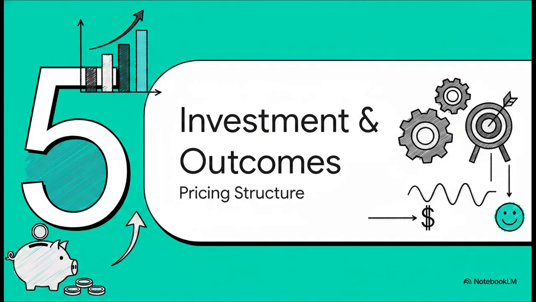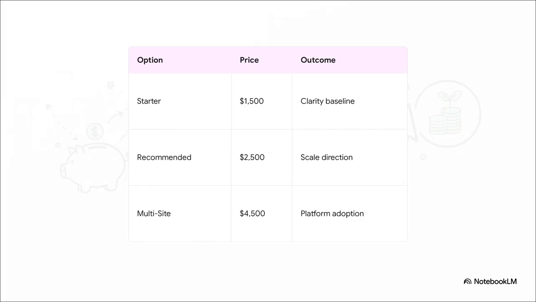All right, Section 5, investment and outcomes. Let's look at how this is structured. So what does it take to make this happen? The pricing is carefully designed across 3 tiers to match your specific scale. Option A is the $1,500 starter tier, perfect for building a baseline tracking foundation for growing SMBs. Option B, right there in the middle at $2,500, is really the recommended sweet spot. It gives you the full ROI framework and clear direction for scaling.